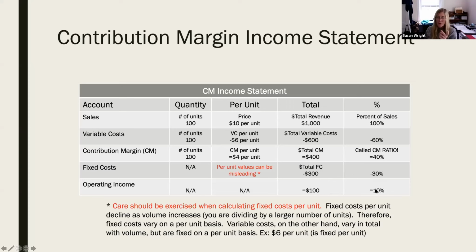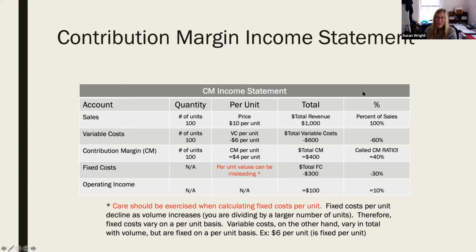Whether you're doing a traditional income statement or contribution margin income statement, this number would be the same. But these numbers are different because you don't have these on a traditional income statement. And you'll never find these in a 10K. People don't report this stuff. This is internal information.